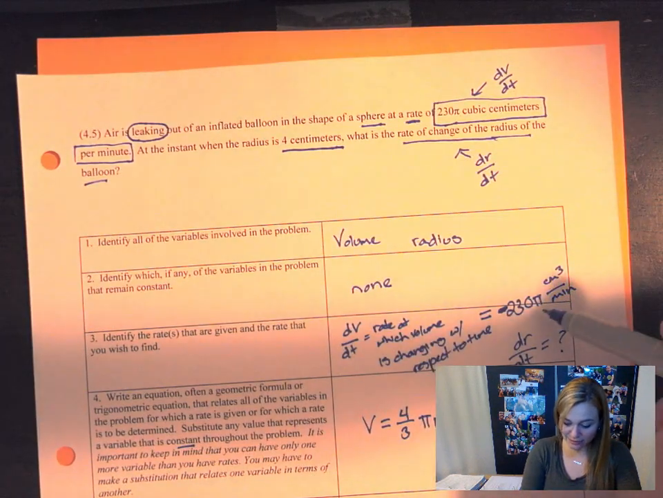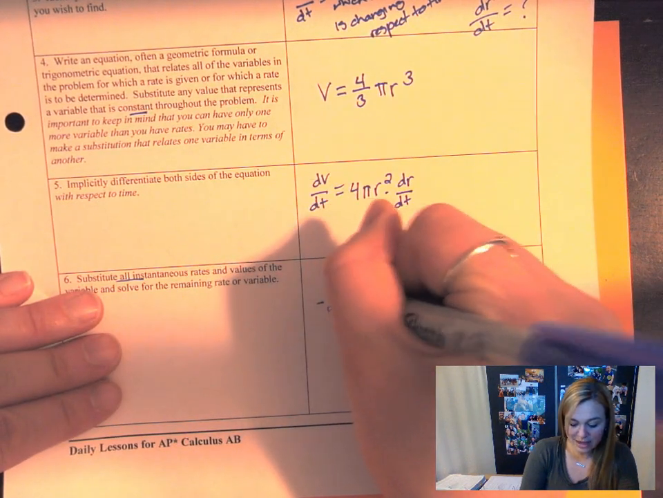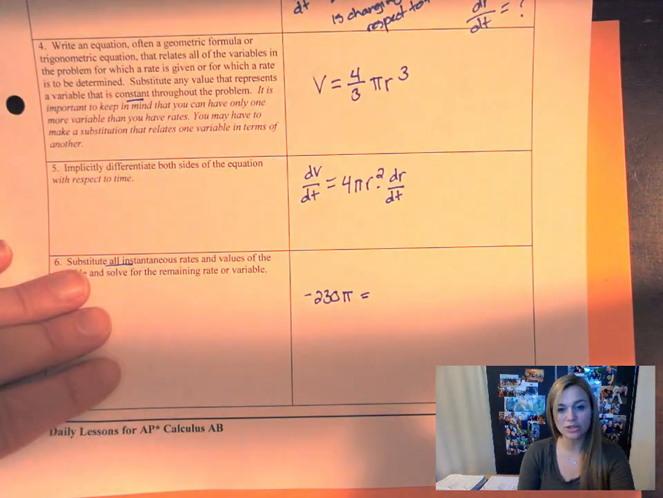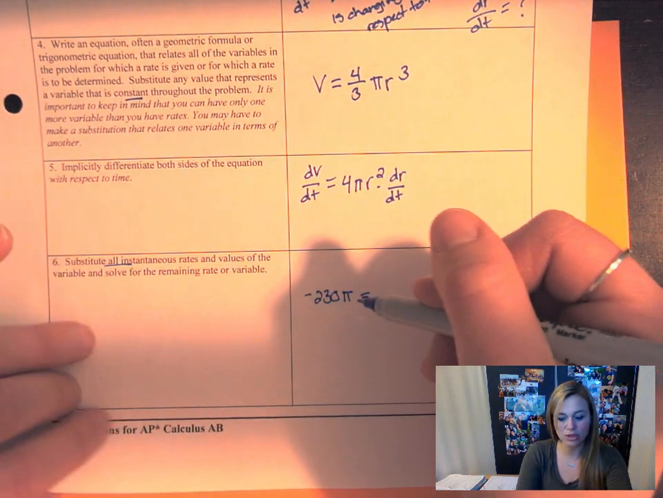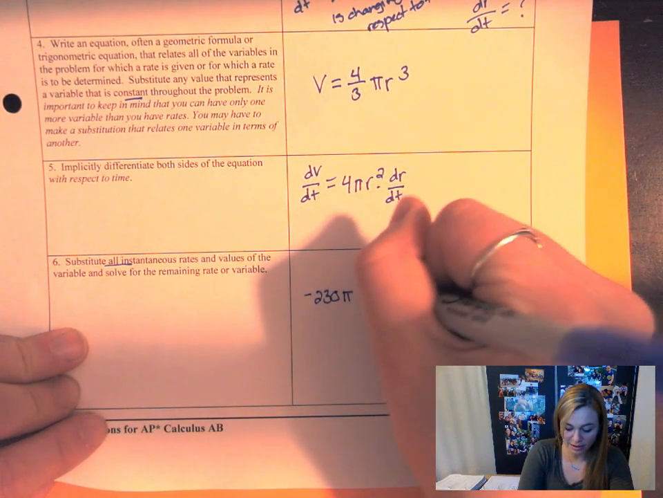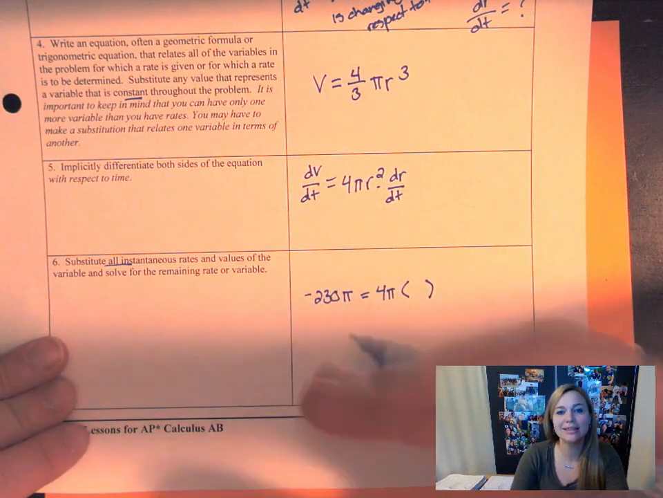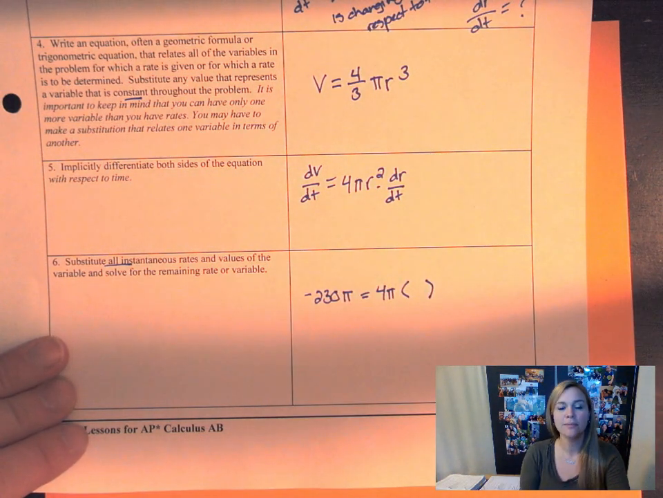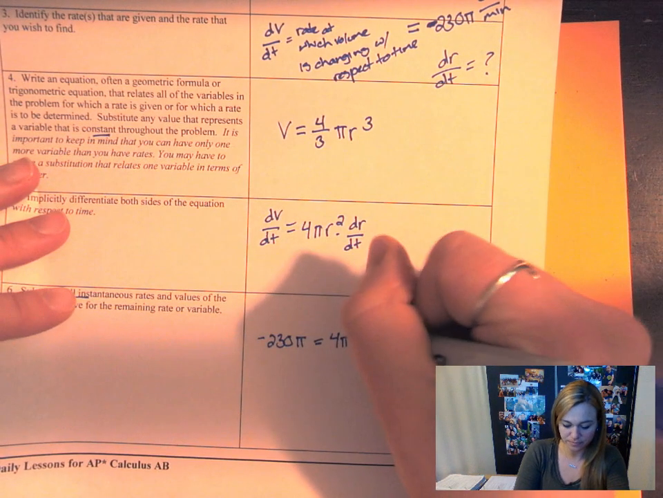So I'm going to say dV/dt, we already know, was negative 230 pi. This is where you could keep in the units, but I'm actually not going to because it gets really cumbersome on some of the bigger problems. I'm just going to think through the units at the end. So negative 230 pi is equal to 4 pi. At the very end of the problem, this is where you substitute anything that happens at a moment, at an instant, because this is the derivative, the instantaneous rate of change. And I know at an instant, the radius is 4 centimeters.